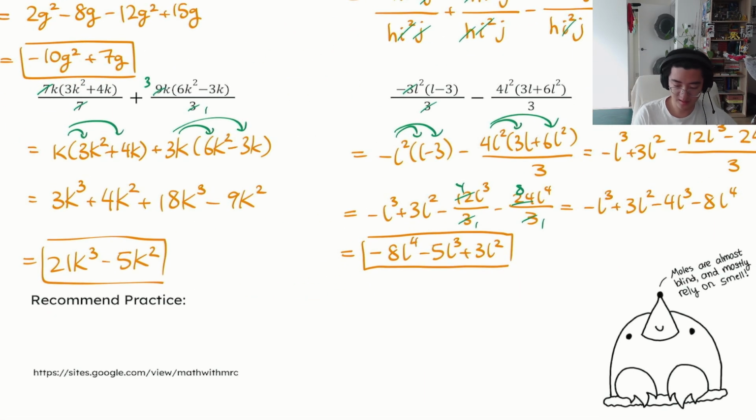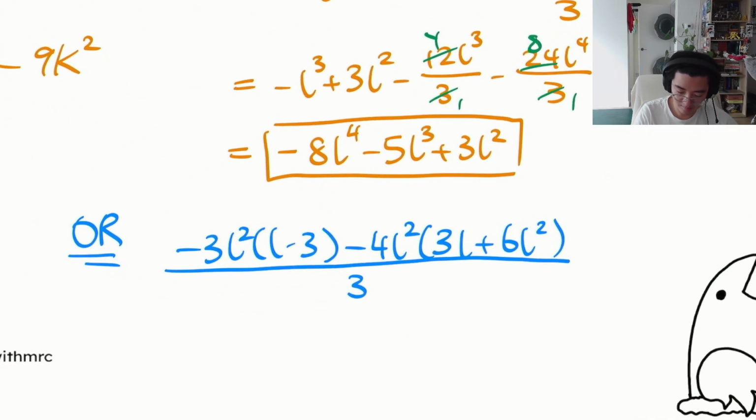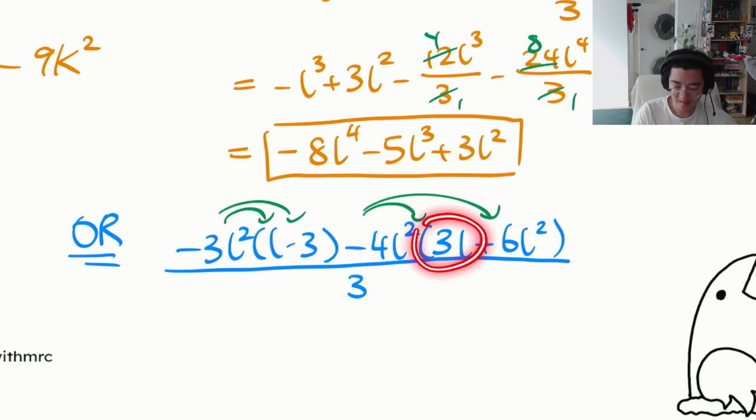Alternatively, there's another way to do this. You can notice here that both of those have the same denominator, so we can actually subtract them together, just like how we subtract fractions. As long as we have the same denominator, we can subtract just the numerators. So we can start foiling up here. You can see a lot clearer up here that we multiply everything by minus 4L squared.